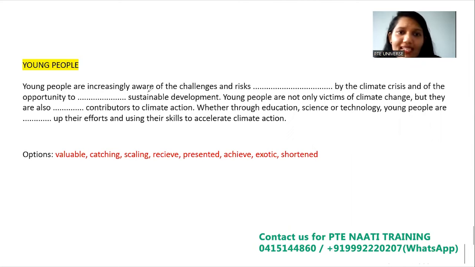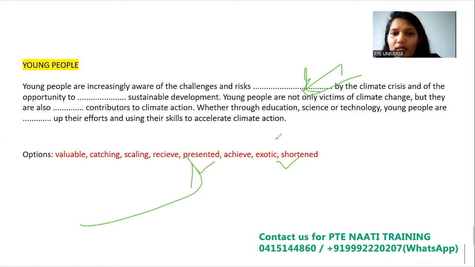Young people are increasingly aware of the challenges and risks dash by. So first of all, understand the context. We're talking about young people. And here you see the blank positioning. We have a subject, but we need a verb here before "by." So before "by," the verb comes in the third form. I can see the options presented or shortened. So the challenges and risks are presented. They cannot be shortened. Quickly, I can mark my answer 1.